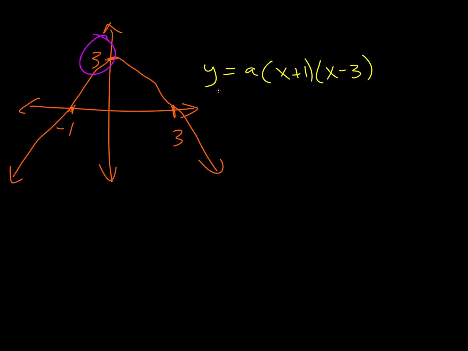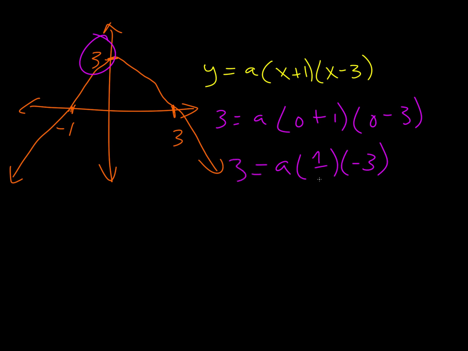The y-intercept is where x equals 0, with y anywhere on this y-axis, right? And so we're going to say that y equals 3 when x equals 0. We simplify this, it's a 1. Simplify this, it's a -3. Still have our a, still have our 3. If we multiply this out, we get -3a equals 3. Divide by -3, so -1 equals a.